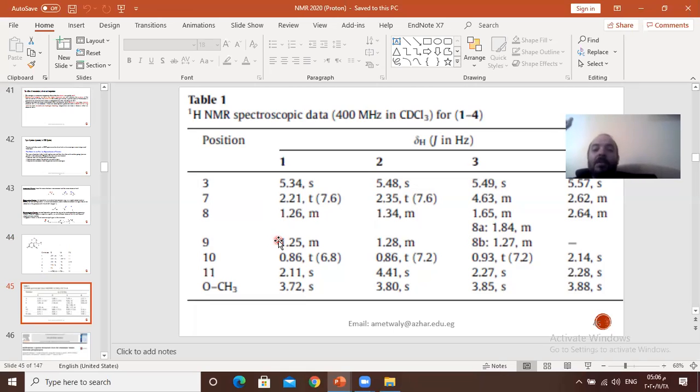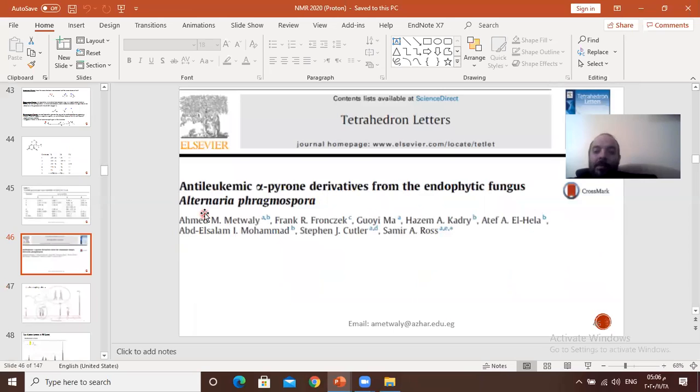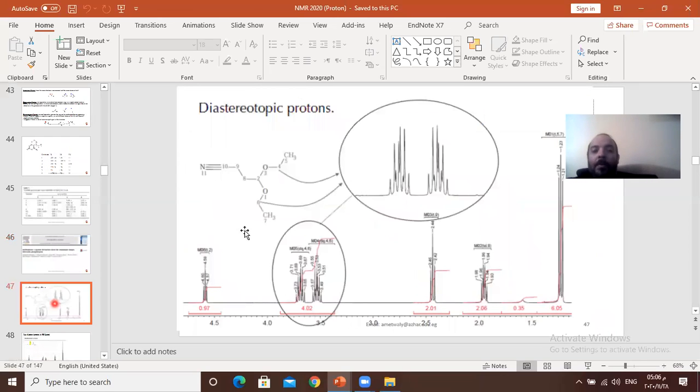And it differs because it's a chiral center. This is a pivot, antileukemic alpha proton derivatives from the endophytic fungus, Alternaria plasmospora, and contains this. Another example for the diastereotopic protons here. So you look at a compound. Oh, here there is a chiral center here.